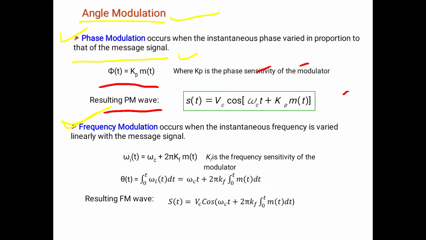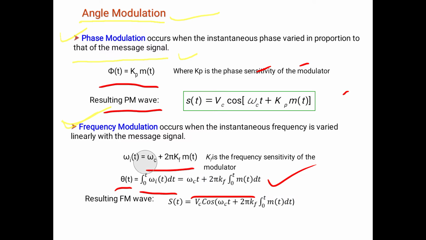Now coming to theta of t. Theta of t is how much angle it is changing. This frequency modulation comes under angle modulation. Here theta is nothing but the angle. The angle is equal to the integral from 0 to t of omega i of t, where omega i of t is the instantaneous frequency. Now integrate this omega i of t with respect to t, then we get omega ct plus 2 pi kf integral 0 to t of m of t dt. This is our theta of t.